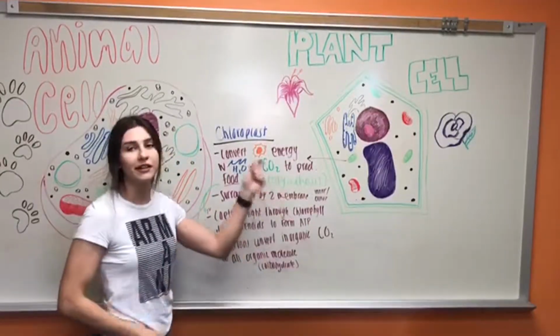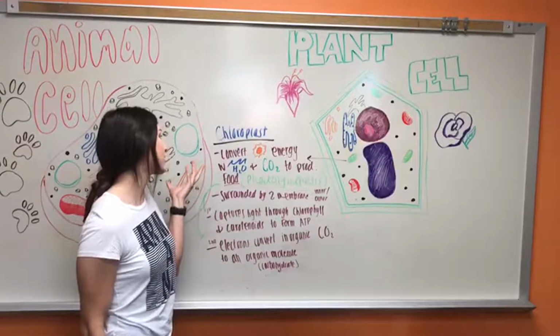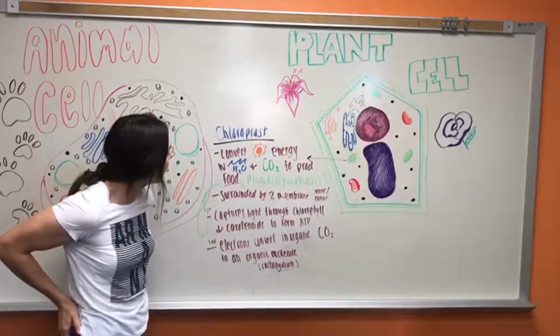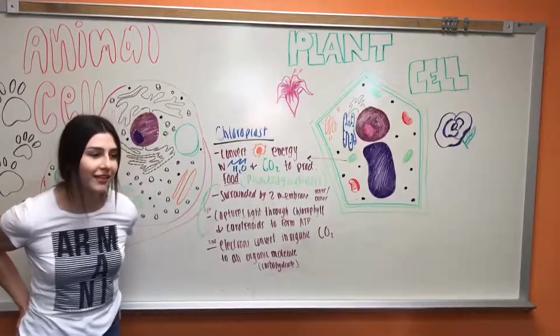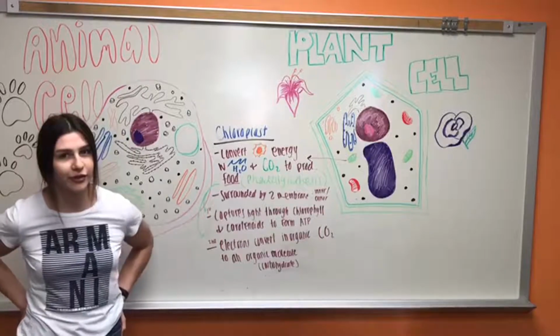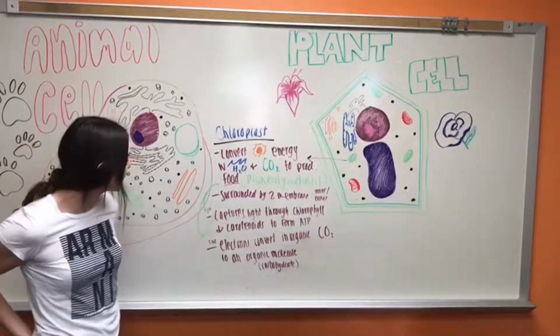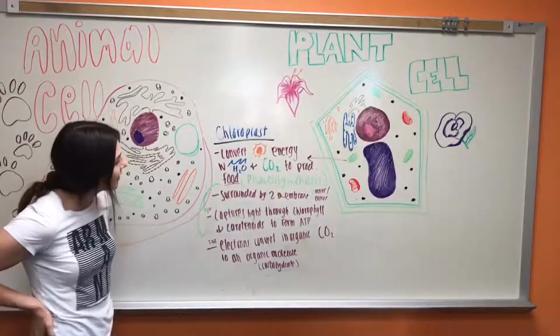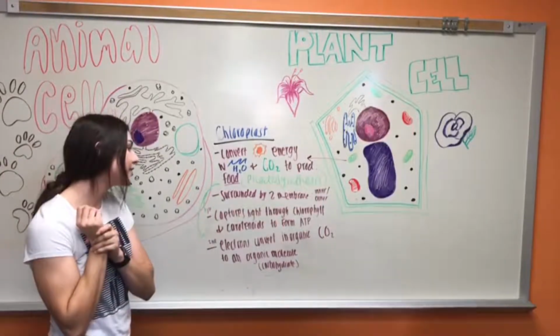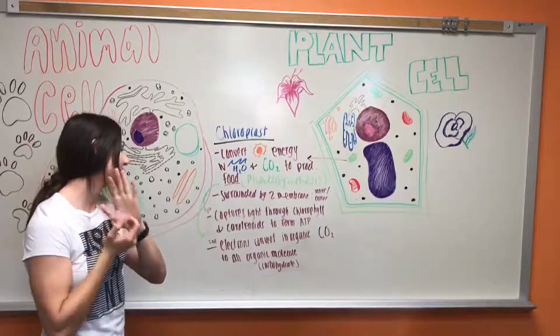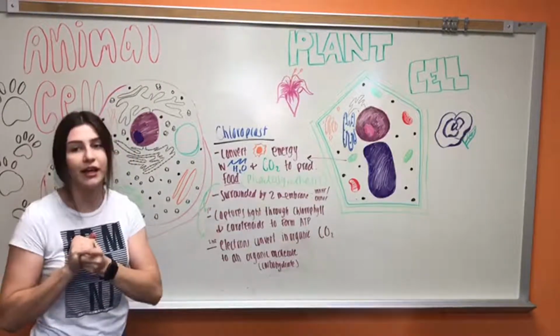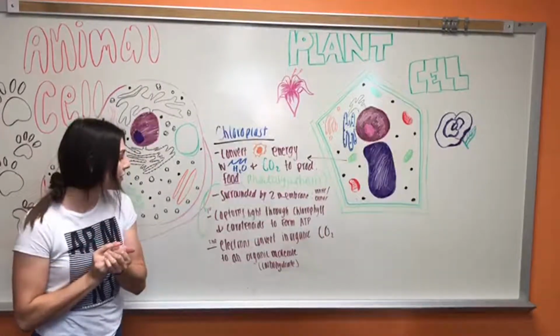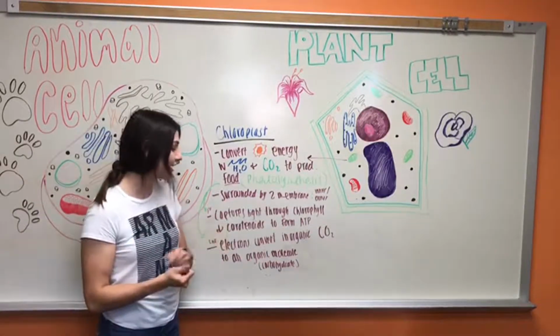Another organelle found in the plant cell only is the chloroplast. The chloroplast is responsible for converting light energy with H2O and CO2 to produce food, also known as photosynthesis. The first part of photosynthesis is where it captures light through chlorophyll and carotenoids to form ATP. The second is electrons converting inorganic CO2 to an organic molecule or a carbohydrate. This is also known as CO2 fixation.